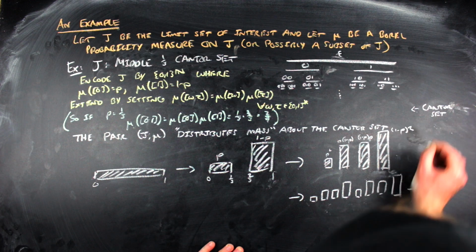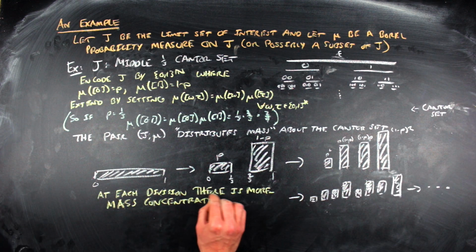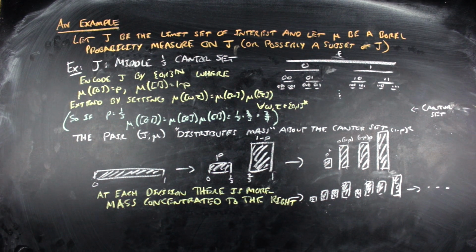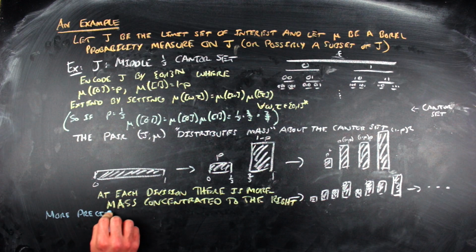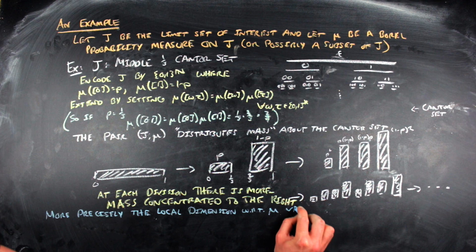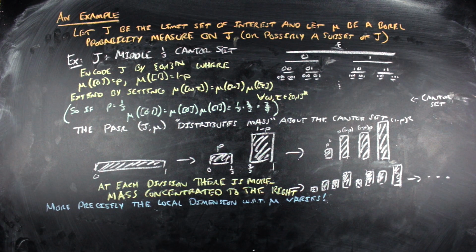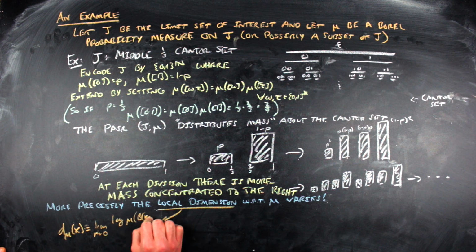And you can continue doing this construction over and over again. The more ones that you choose in your digital expansion or your representation of things in the Cantor set, the more mass is concentrated at that point. This is what we call the local dimension of a point with respect to a measure. What you do is you look at the ratio of the log of the measure of a ball of a certain radius over the log of that radius, and you take that limit as r goes to 0.